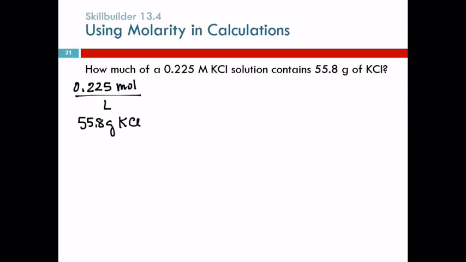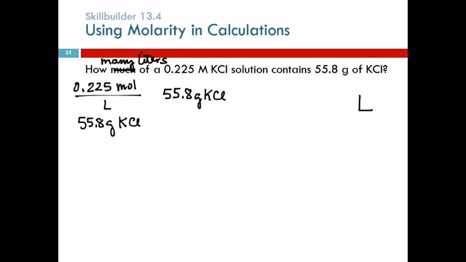I would prefer this to say how many liters of this solution? That's a better question. So we're trying to find liters. Here's liters over here. Which of these numbers are we going to start with? The grams. It's got just a single unit, so it could not be used as a conversion factor. So let's try starting with that: 55.8 grams of KCl. And then we're trying to bridge this gap and get over to liters.